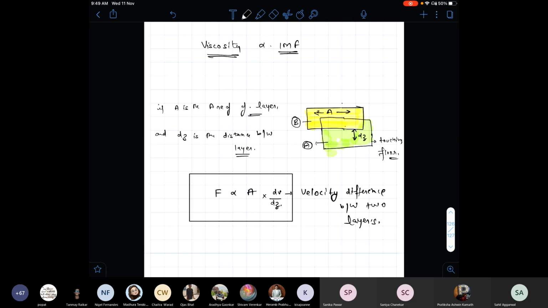Viscosity is directly proportional to the surface area of the layers, inversely proportional to the distance between the two layers, and directly proportional to the change in velocity between the two layers. Understood?